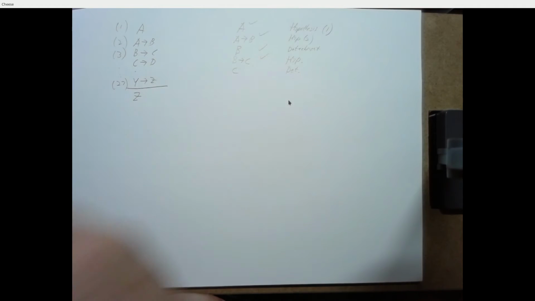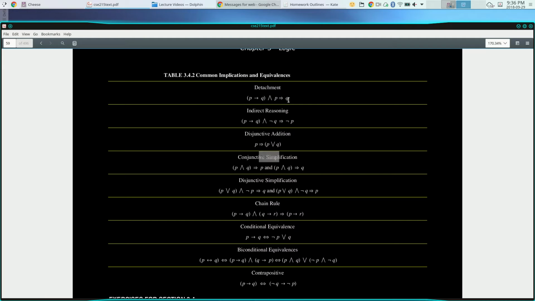Alright, so we can use these rules of inference, and we'll take another look at them here. Detachment: given that P implies Q, and given P, we conclude Q. Indirect reasoning: given that P implies Q and Q is false, we can conclude not P. Disjunctive addition: P implies P or Q, right? If P is true, then certainly P or Q is true. Doesn't matter what Q is, because for P or Q to be true, we only need P to be true, and it is.